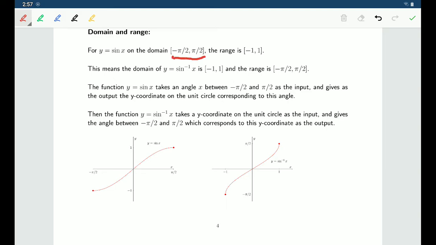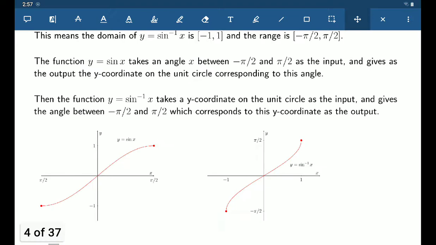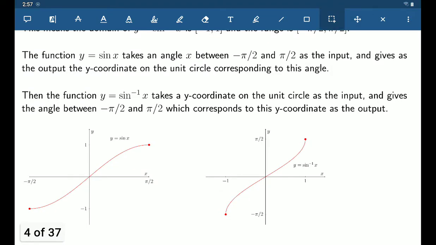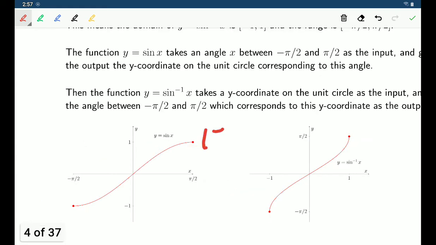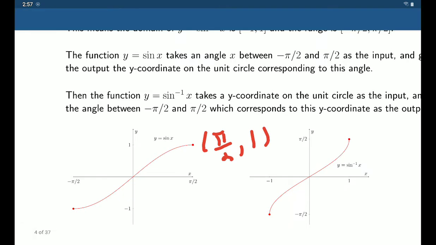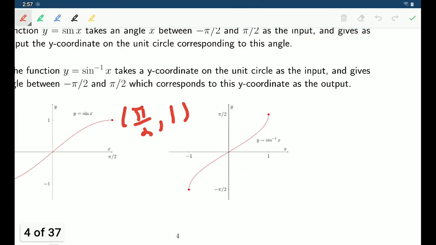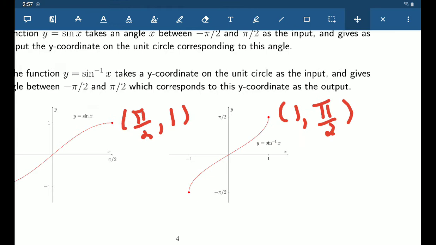So whatever was the domain for the sine function becomes the range for the inverse sine function. And similarly, the range for the sine function is the domain of inverse sine. That also means that on the graph, the points are being switched as well. For example, the point at the top, if I were to label its coordinates, is (pi over 2, 1). So when x is pi over 2, the y value is 1. Equivalently, on the inverse graph, we have the point (1, pi over 2). When x is 1 for sine inverse, the y value is pi over 2.